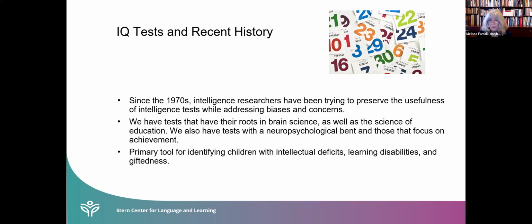We can use them to look at, I'm going to call it learning style, but I'm going to say that very carefully, so we use them to look at strengths and weaknesses and the different modes in which children can problem solve effectively.